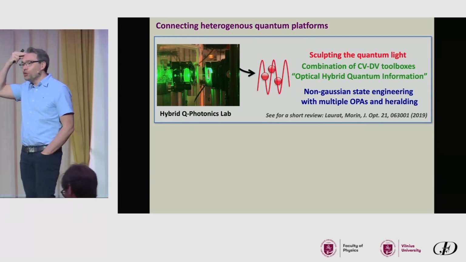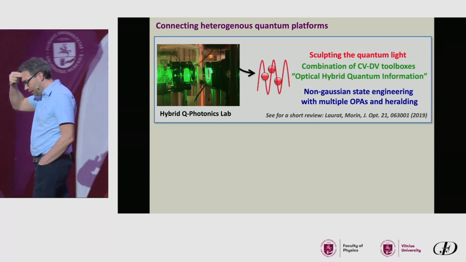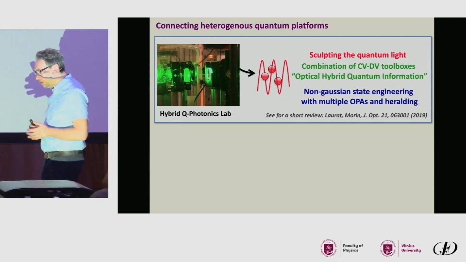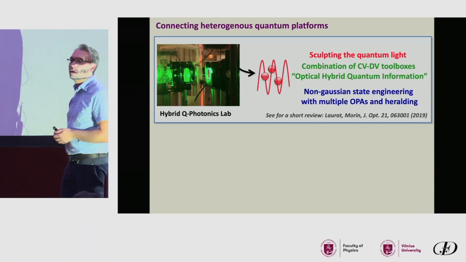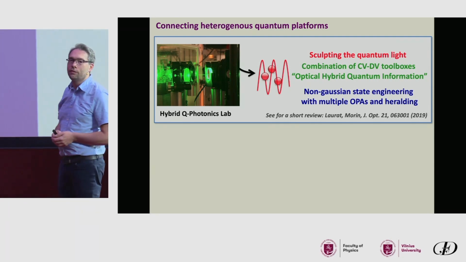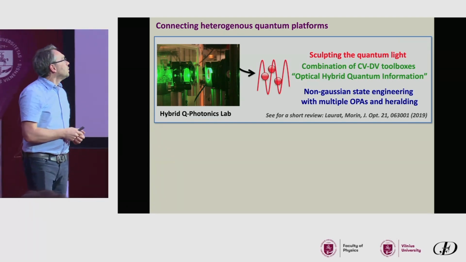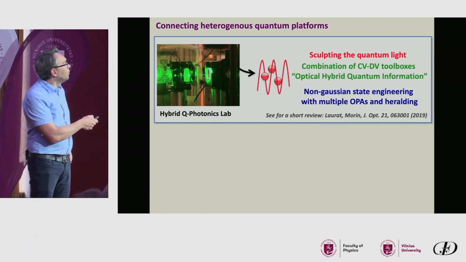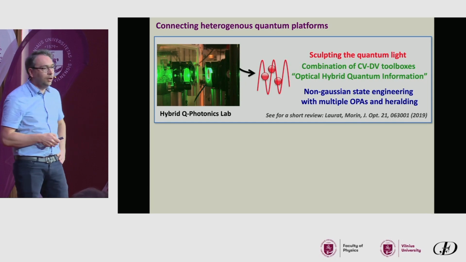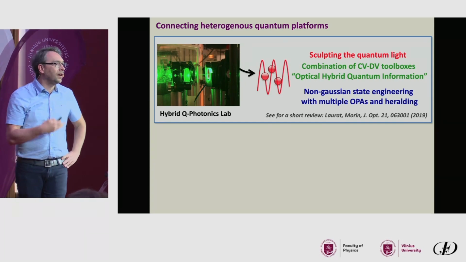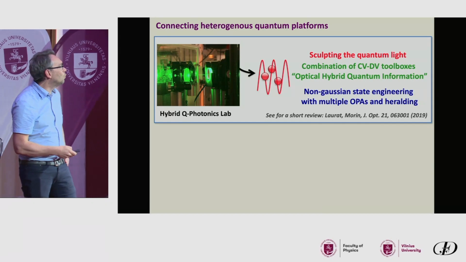Another capability, which is much more exploratory, I would say, is how we can convert qubit encoding. How we can go from DV to CV or from CV to DV. So in my group, we have an experiment on non-Gaussian state engineering. We are using multiple OPOs, multiple heralding, homodyne conditioning, all that we can do with that.